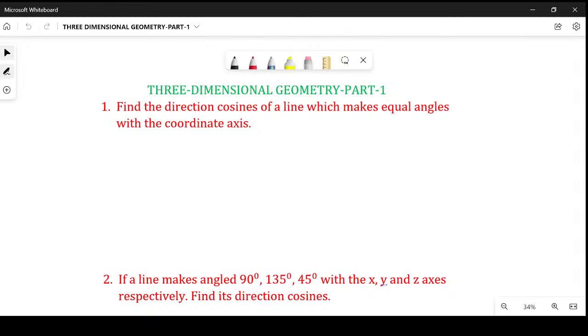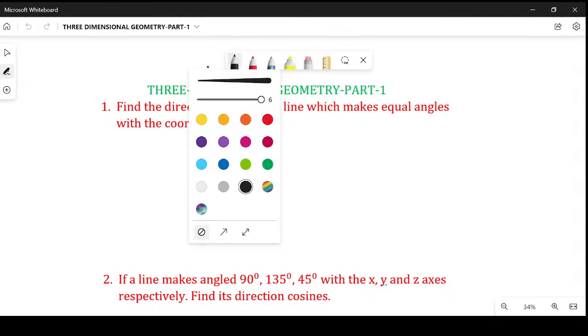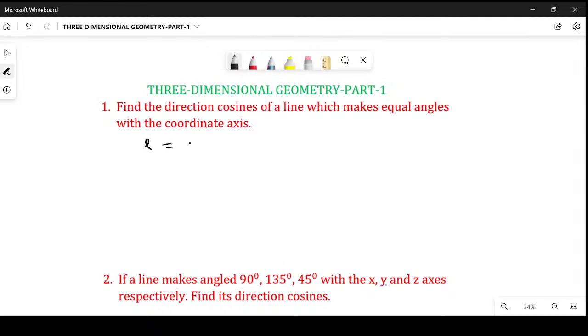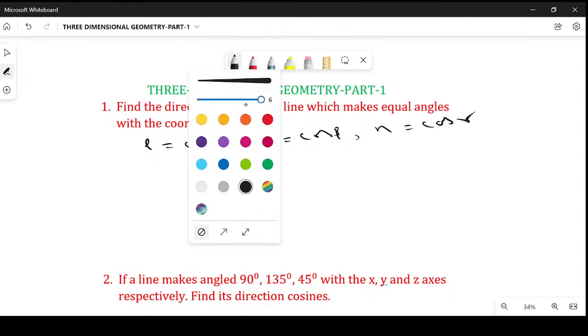Question number 1. Find the direction cosines of a line which makes equal angles with the coordinate axes. We know that direction cosines are l is equal to cos alpha, m is equal to cos beta, n is equal to cos gamma. We know these direction cosines, right? I have taken these direction cosines.